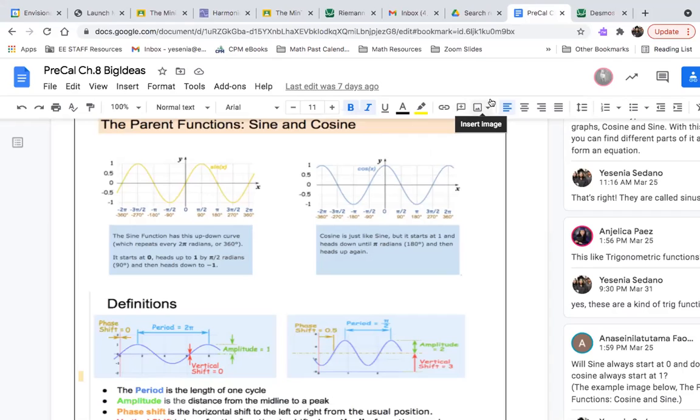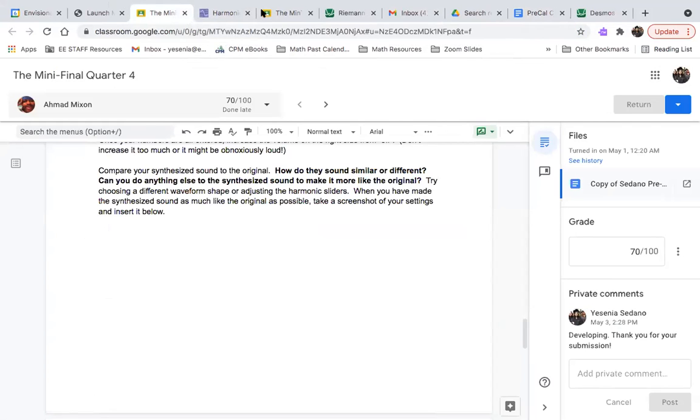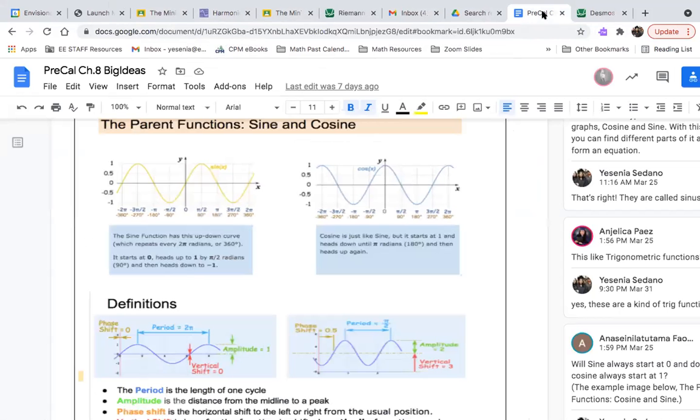Sorry, my internet cut out. What? Oh, my bad. So here's your sine in yellow and here's your cosine in blue. Which one starts at the midline and then goes up? Wouldn't it be the yellow? That's right. And what's the yellow one called? Sine. Yes. So we're going to do sine because yours also starts at the midline and goes up.